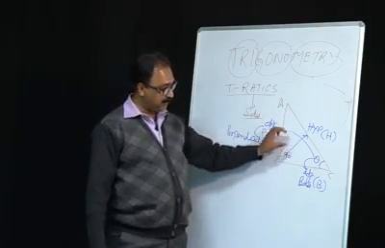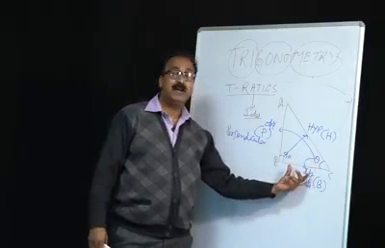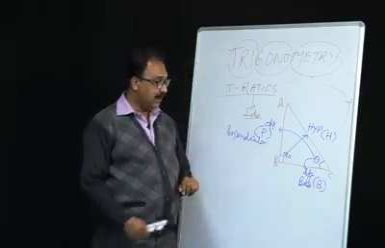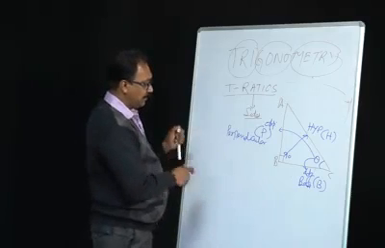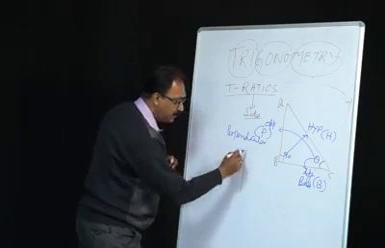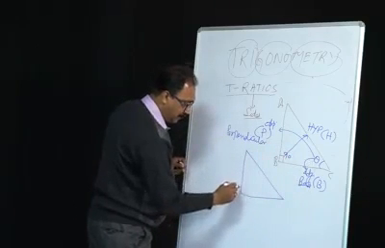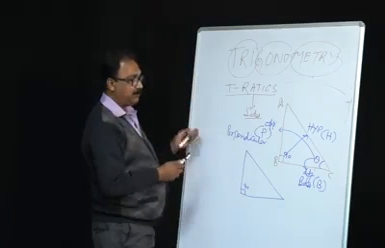The side opposite to 90 degree is called hypotenuse, and the adjacent side of the acute angle we call base. Is it clear? Now you may have a question in your mind. Suppose your acute angle position is changed. So we consider the acute angle here in a right triangle, with a 90 degree.